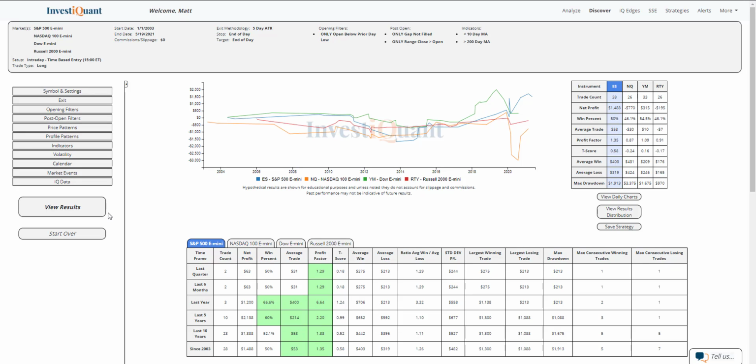Historically, we've seen this pattern take place 28 times dating back to 2003 in the S&P. It's got 26 samples in the NASDAQ, 33 in the Dow, 26 in the Russell, and the win rates on these are very mixed at neutral readings.